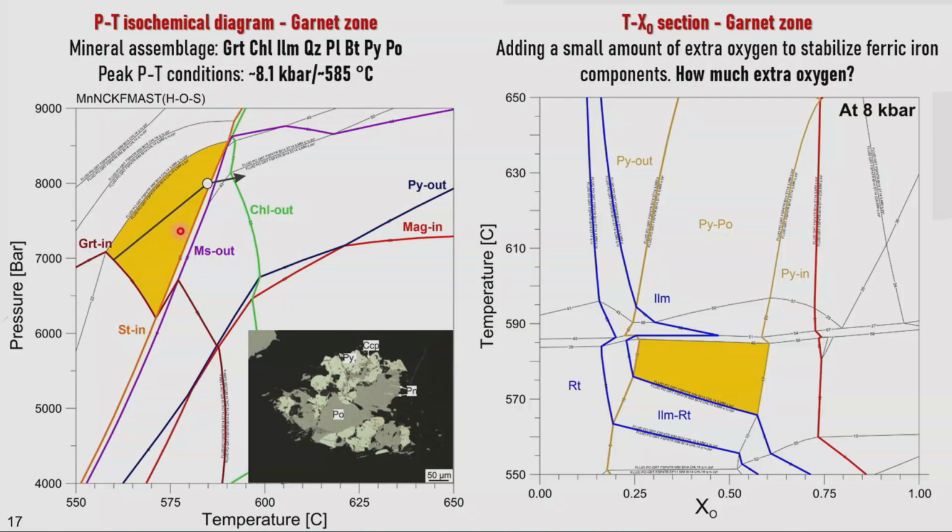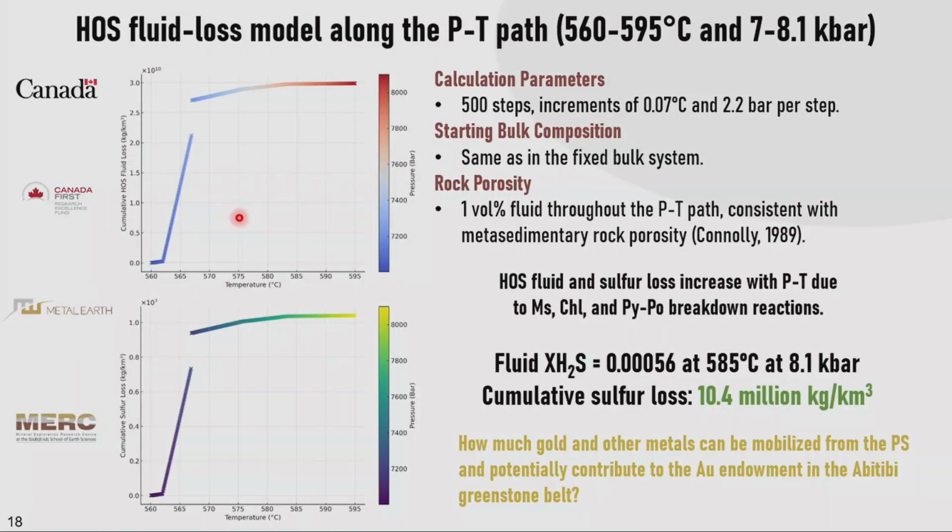And also it's important to establish the conditions for the oxides as well. So along this PT path, we try to fractionate the fluid. This is only for the garnet zone rock, and we fractionate in 500 steps with increments of about 0.0 Celsius and 2.2 bar per step. Here we have the cumulative fluid loss of H2O, and here we have the cumulative loss of sulfur, as we increase the temperature and the pressure. We also used the starting bulk composition, the same as the fixed bulk composition, and we use a rock porosity of 1 volume % of fluid through the PT path, which is consistent with a metasedimentary rock porosity.